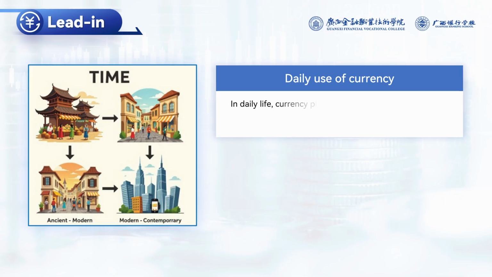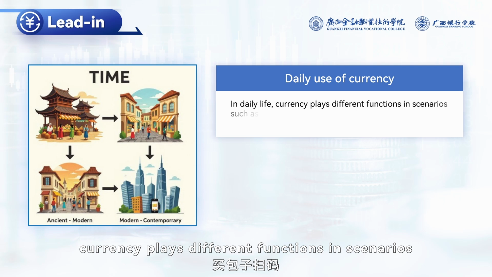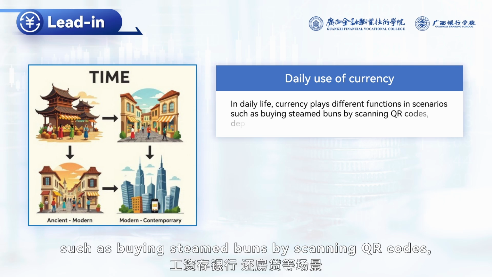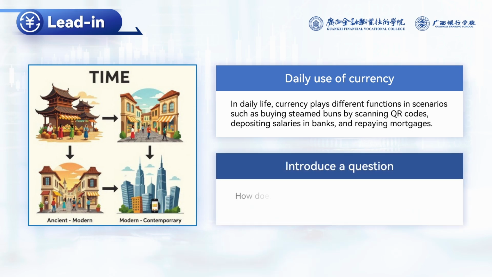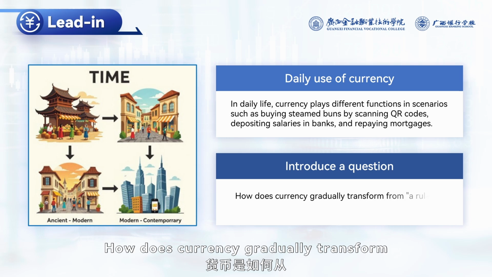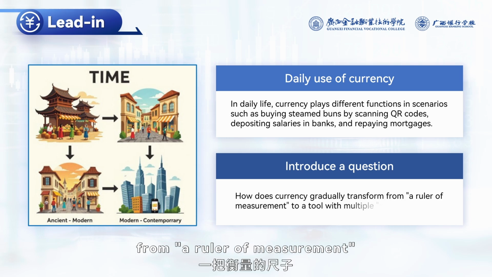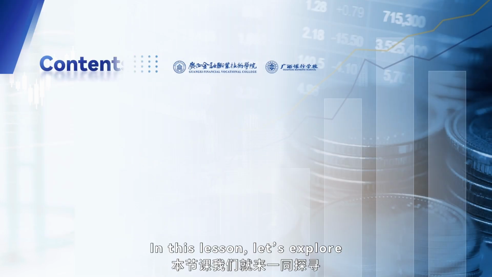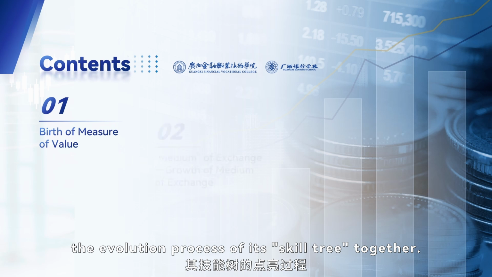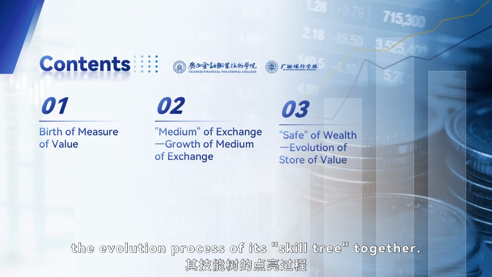In daily life, currency plays different functions and scenarios, such as buying things by scanning QR codes, depositing salaries in banks, and repaying mortgages. How does currency gradually transform from a ruler of measurement to a tool with multiple skills? In this lesson, let's explore the evolution process of its skill tree together.